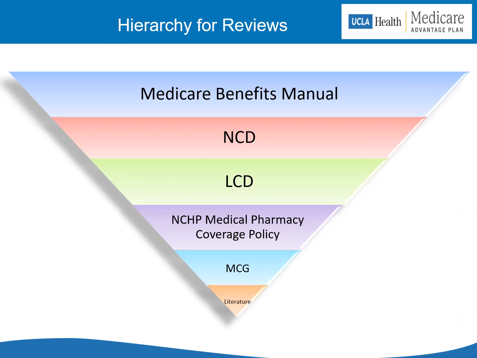Hierarchy for reviews. In this inverted pyramid, we see our hierarchy for reviews beginning with the Medicare Benefits Manual. National Coverage Determinations Guideline is next, followed by Local Coverage Determinations Guidelines, followed by our New Century Health Plan Medical Pharmacy Coverage Policy Guidelines, and then Milliman, which is MCG, and at the base is literature. This is the hierarchy for which our clinicians must do reviews, and this is the order in which we will review. If there is no Medicare Benefits Manual policy, we will then go to NCD. If there is no NCD, we move down the pyramid as such.